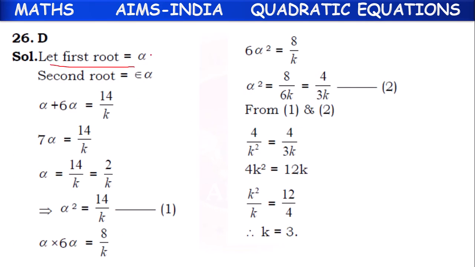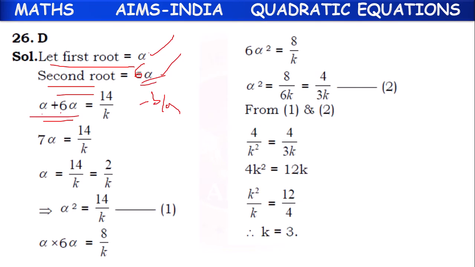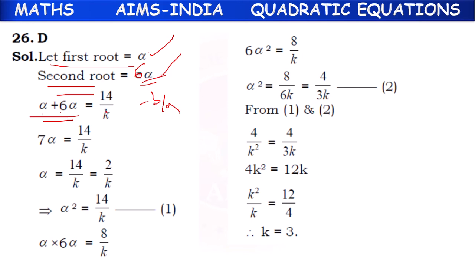So let first root be alpha, then second root will be 6 times of first one, 6 alpha. Sum of the roots, alpha plus 6 alpha, according to formula minus b by a, means minus of minus 14 by k, which is equal to 14 by k. Alpha plus 6 alpha, 7 alpha equal to 14 by k. So alpha equal to 7 will come down, 7 twos are 14. So it will be 2 by k. And alpha equal to 2 by k.